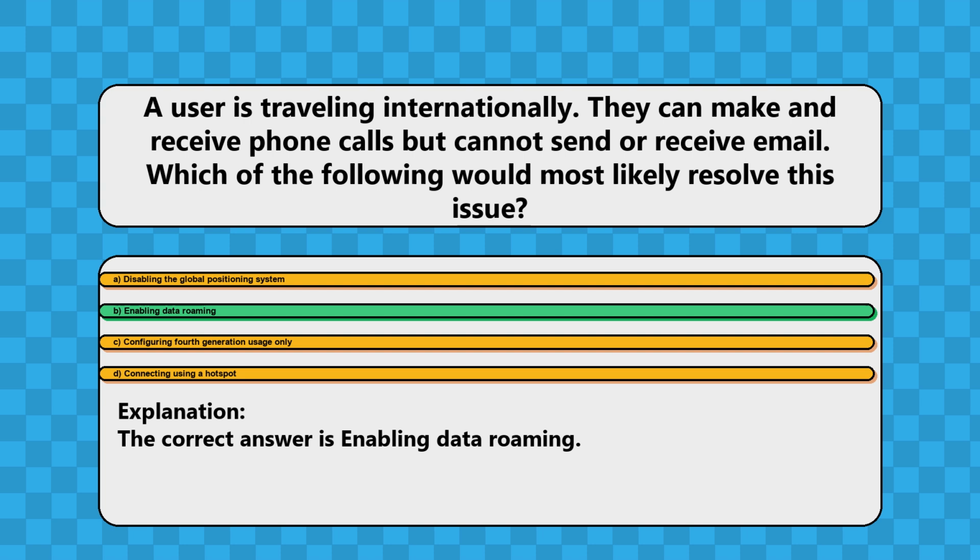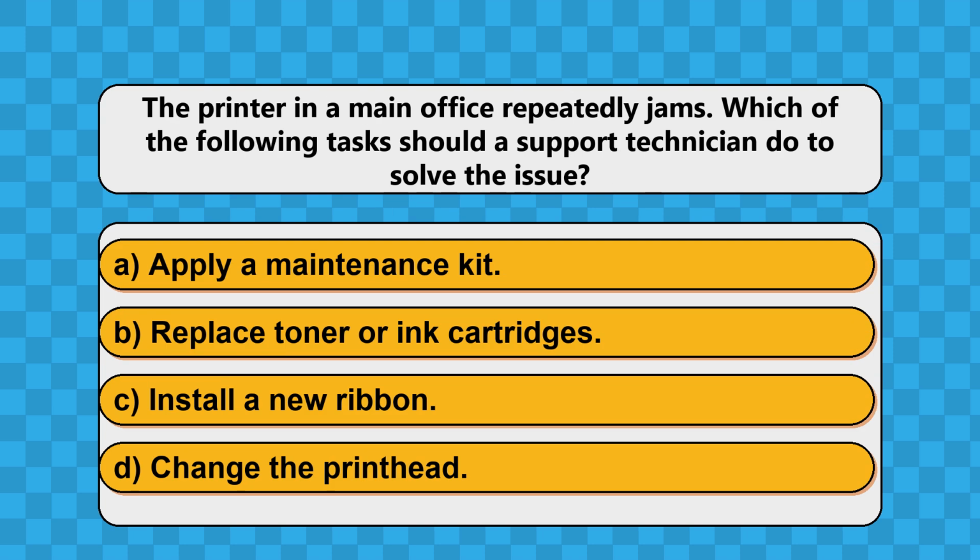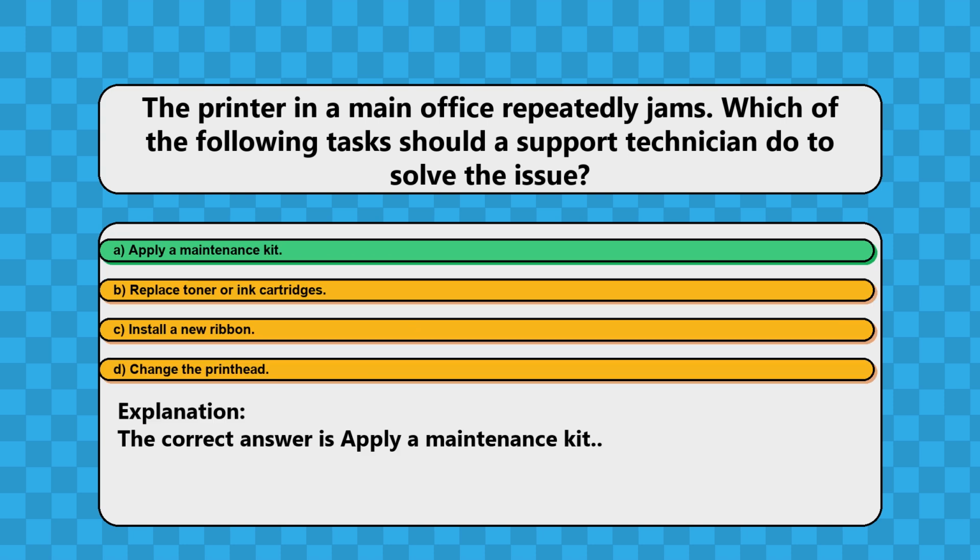Question 31. The printer in a main office repeatedly jams. Which of the following tasks should a support technician do to solve the issue? Option A, apply a maintenance kit. Option B, replace toner or ink cartridges. Option C, install a new ribbon. Option D, change the print head. The correct answer is option A, apply a maintenance kit.